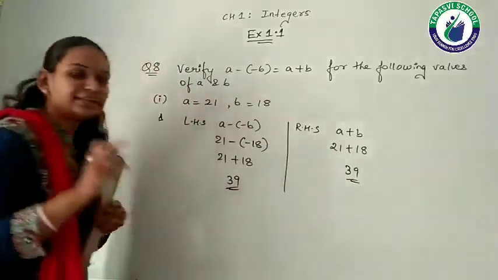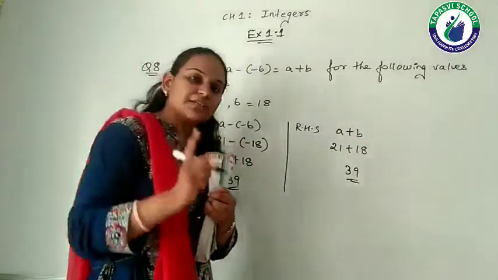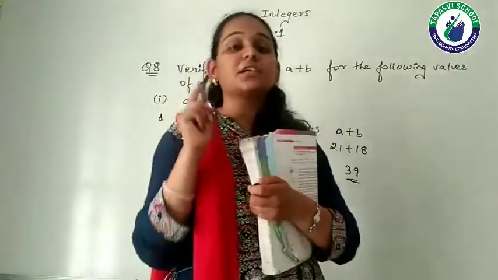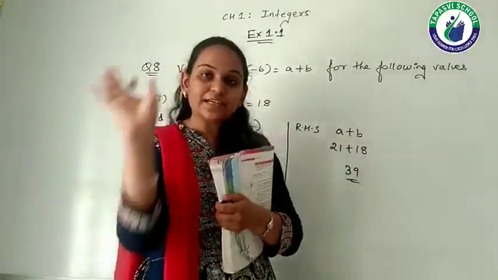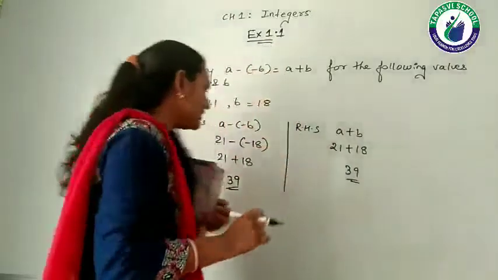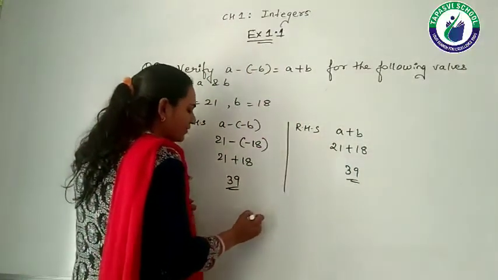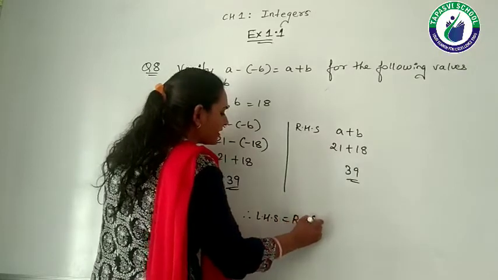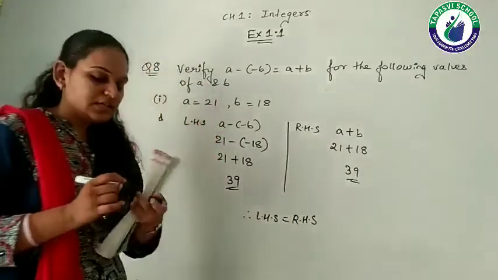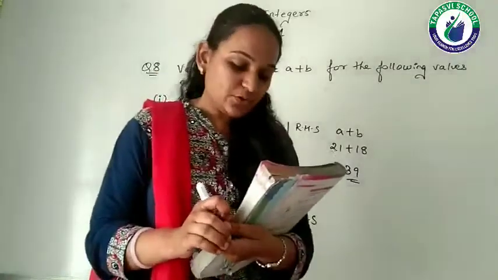So am I getting the answer equal on both the sides? Yes. Whenever you get the answer equal on both the sides, students, please mention that my left hand side is equal to right hand side. So below you need to write: therefore LHS is equal to RHS. Done students? Now we will take the second question.